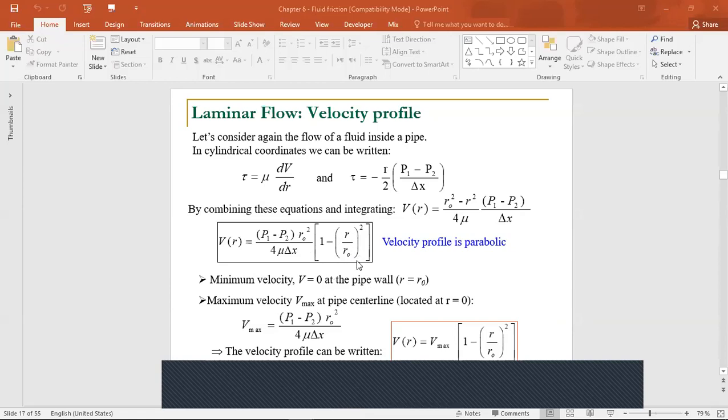Radius is constant, or not. تمام. So this is another relationship between the velocity of the fluid inside a circular pipe and the radius. Is this term اللي هو Vmax. تمام. Then keep this in mind: for a laminar flow inside the pipe, the relationship between velocity and radial direction is parabolic.